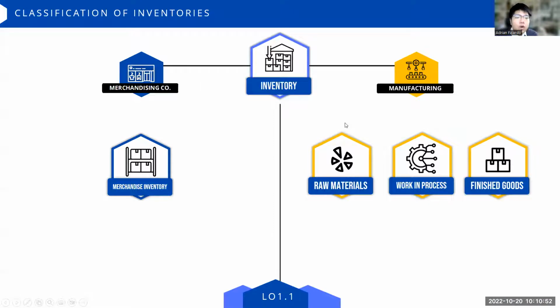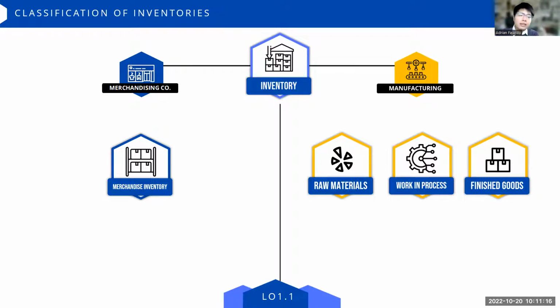Again, it depends on the type of company. On the left side, you have your merchandising companies. Under merchandising companies, their business operation is basically they'll buy an inventory or merchandise and then sell it without doing anything else to it, so their inventory classification would primarily be merchandise inventory.